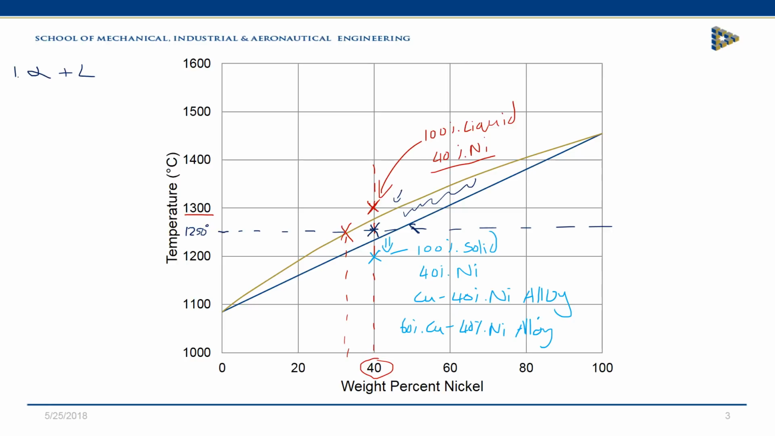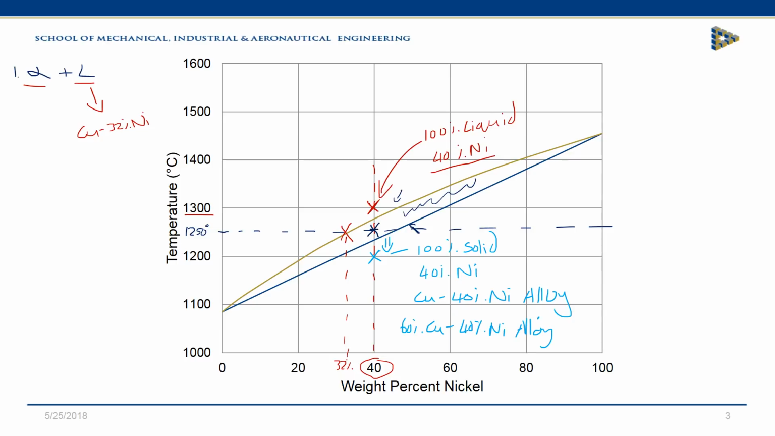And I get to the point on the x-axis and I say, okay, what do I think the composition is at that point? And I say, it's probably about 32%. And what this is telling me is that at 1,250 degrees for a copper 40% nickel alloy, I will have two phases, a solid and a liquid. And at that temperature, the composition of my liquid is going to be copper 32% nickel.